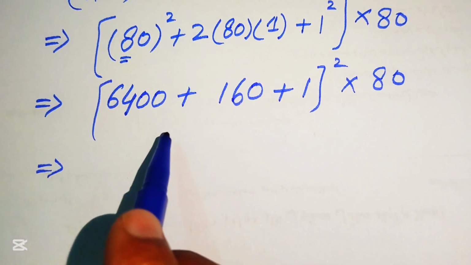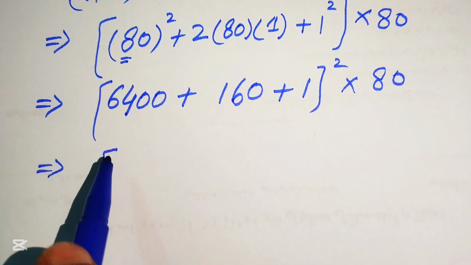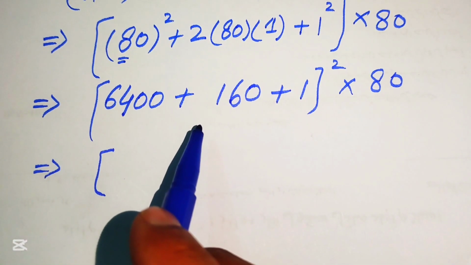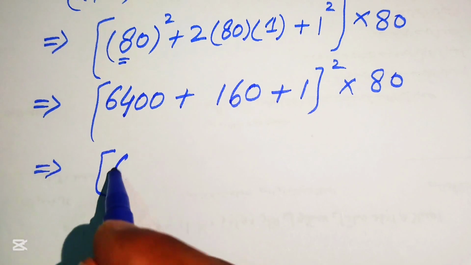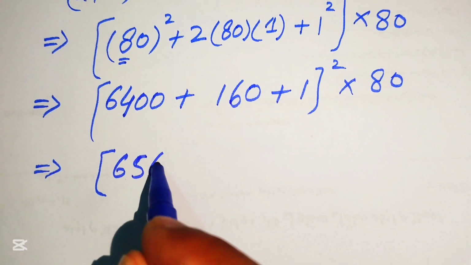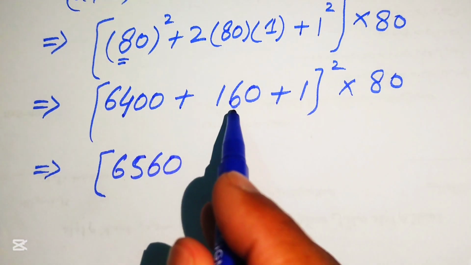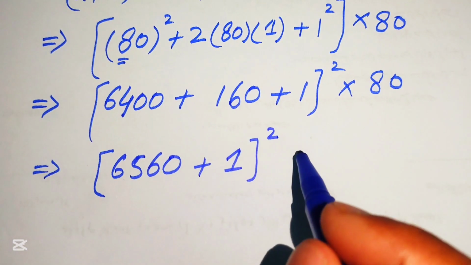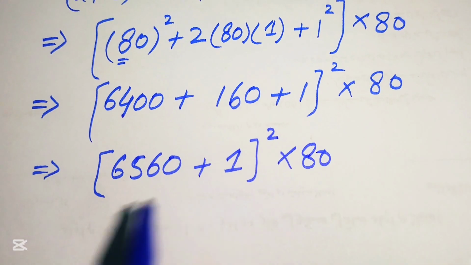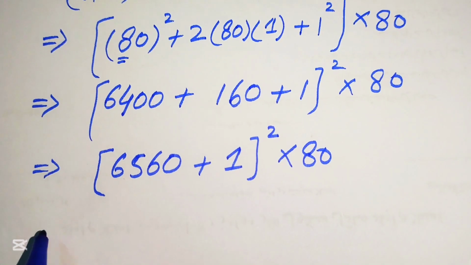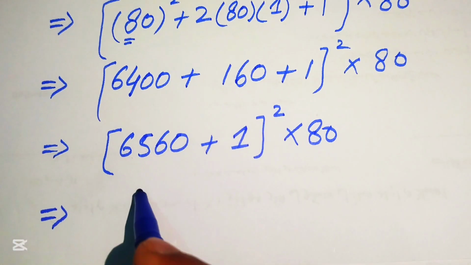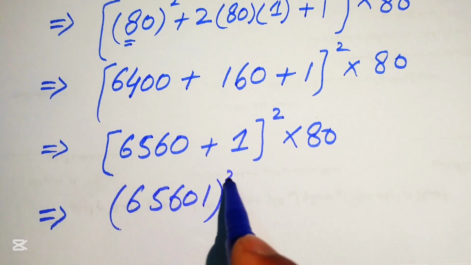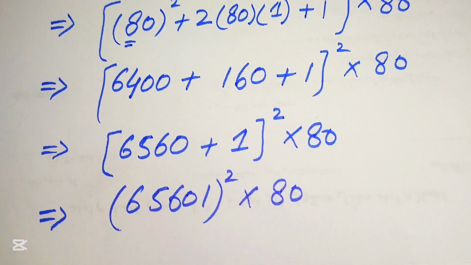So we rewrite it: when you add 6400 plus 160, it is written as 6560, and here you have plus 1, and its whole square, multiplied by 80. Now when you sum up this one, it will be written as 65,601 whole squared, multiplied by 80.